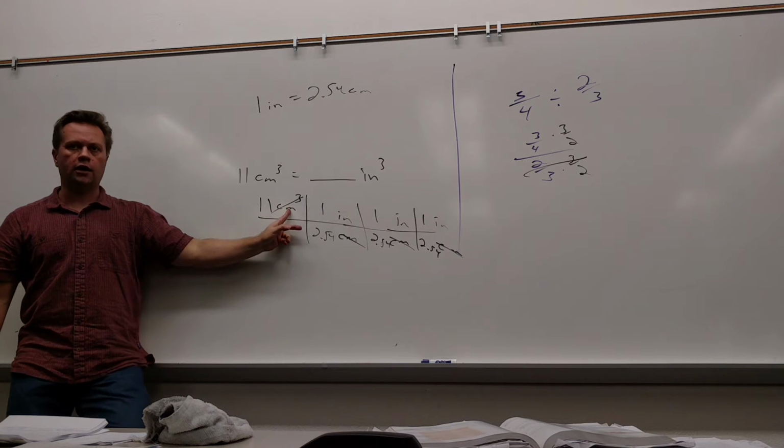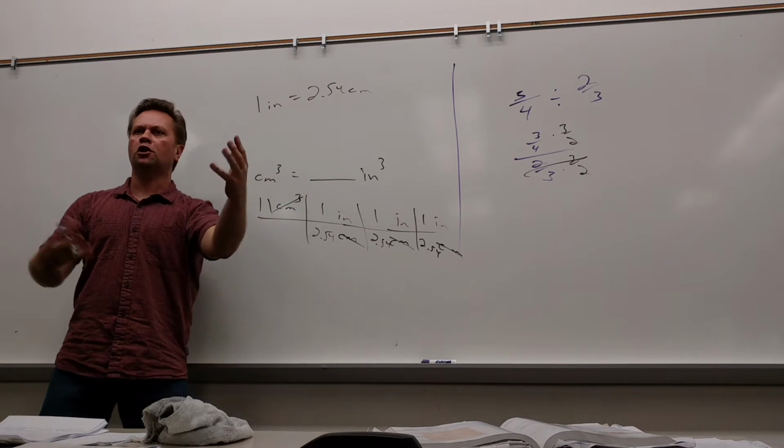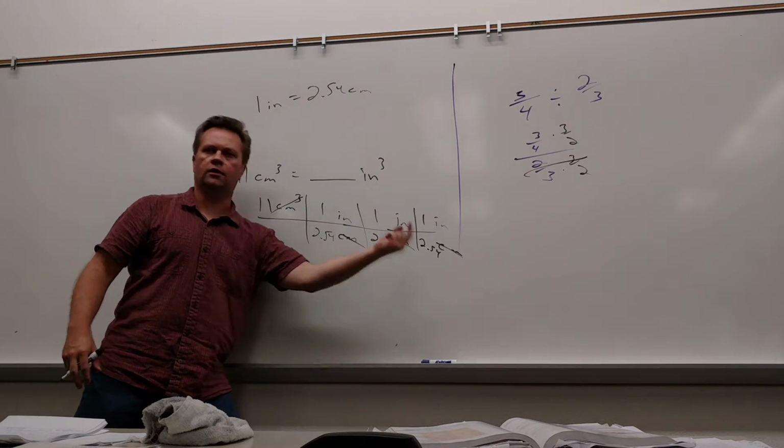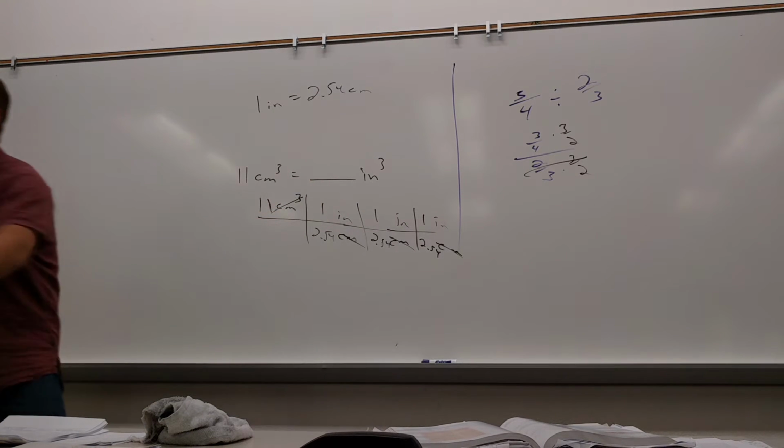If it's squared, you're going to have 2 of these set up, and that's why you end up squaring the number that you're working with. Here it's cubed, so you end up cubing the number that you're working with. That's the shortcut, but this is why. This is another reason why.